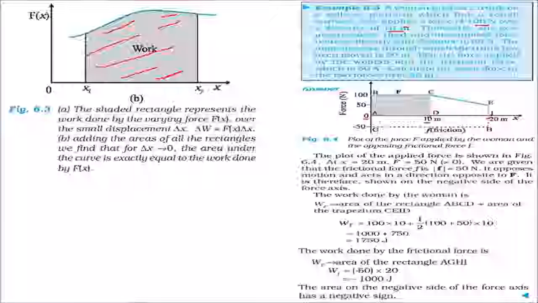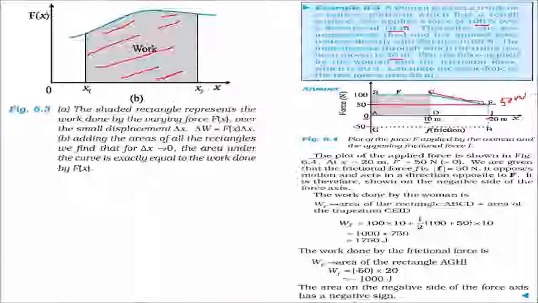See, it is given that the total distance through which the trunk has been moved is 20 meter. So from 10 to 20, she is getting progressively tired. At this point she had some power, but it is progressively decreasing, and at this point it becomes 50 newton. She started with 100 newton, but here it became 50 newton. Plot the force applied by the woman and the frictional force, which is 50 newton. So we plot like this.